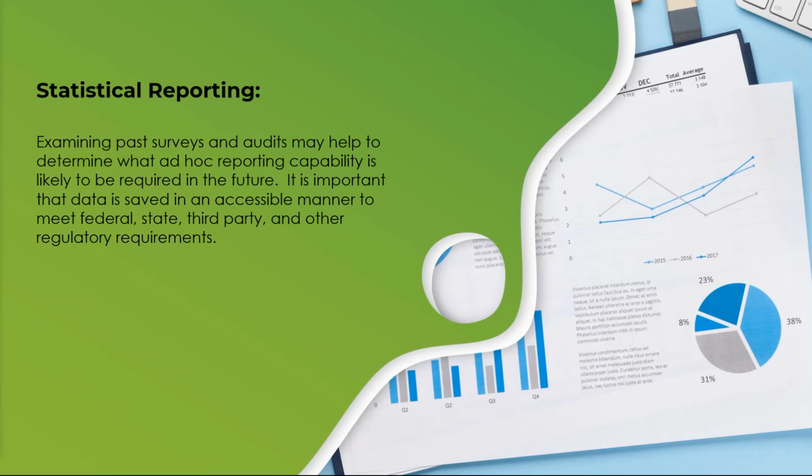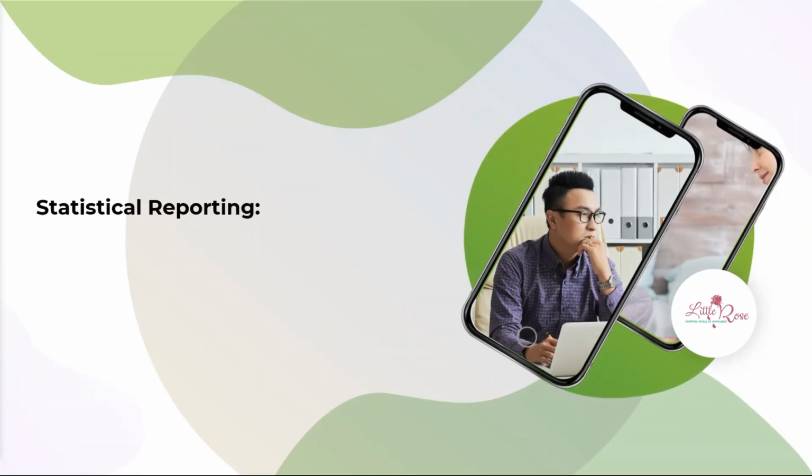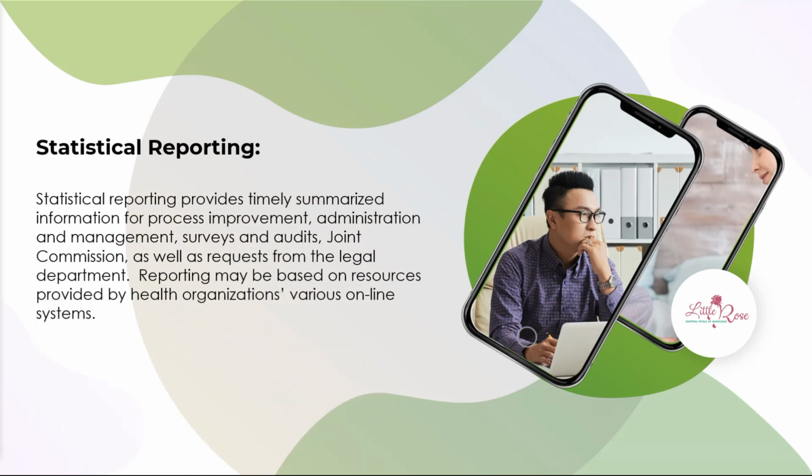Statistical reporting. Examining past surveys and audits may help to determine what ad hoc reporting capability is likely to be required in the future. It is important that data is saved in an accessible manner to meet federal, state, and third-party or other regulatory requirements. Statistical reporting provides timely summarized information for process improvement, administration and management, surveys and audits, Joint Commission, as well as requests from the legal department. Reporting may be based on resources provided by health organizations, various online systems.